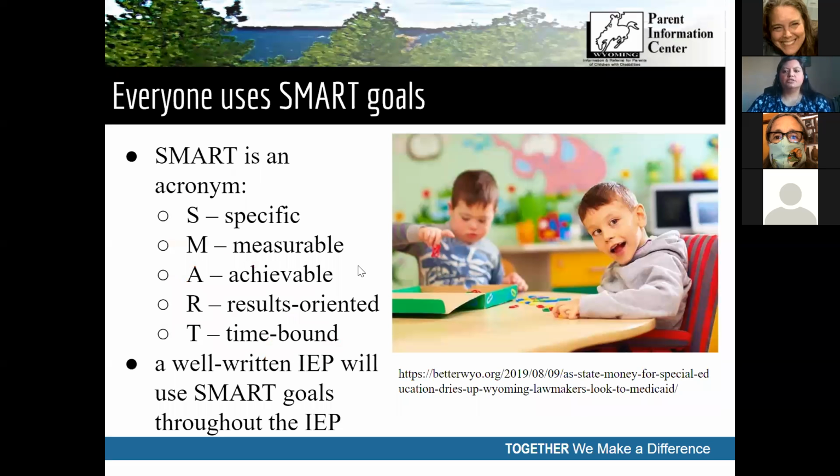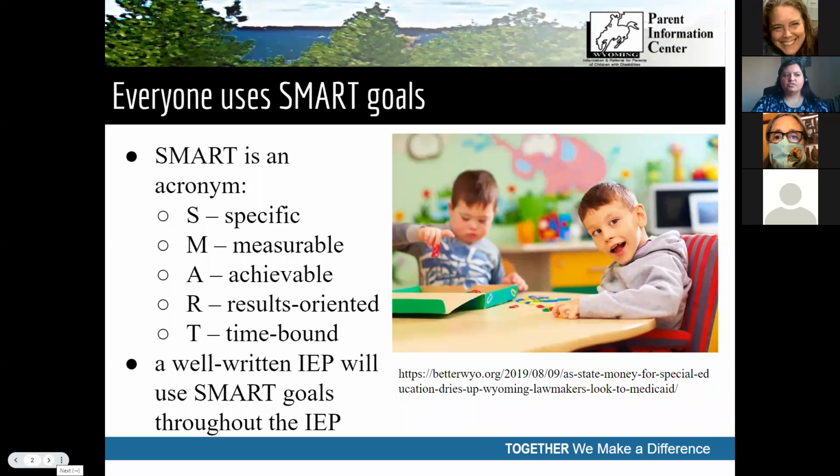Like everything else in special education, the word SMART is just an acronym. I think we use acronyms for almost everything in special education. So the S in SMART is specific, M is measurable, the A means achievable because we want things to be achievable for our kiddos. The R, I've seen it several ways as something like relevant. I like results oriented a little better. And then the T is for time bound. Well-written IEPs will always use SMART goals throughout their IEP. It is kind of best practice.